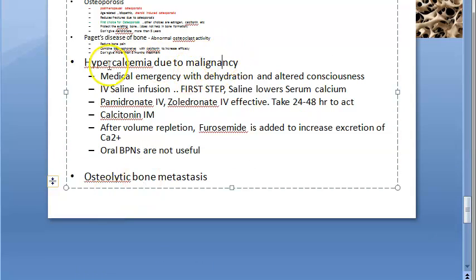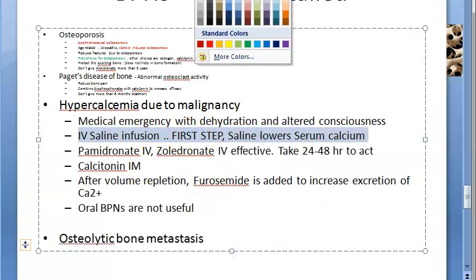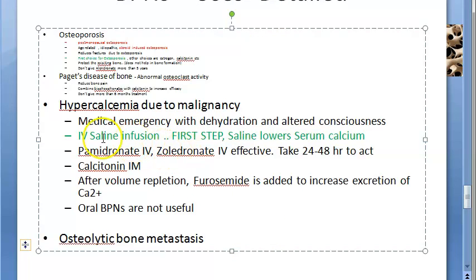Due to some tumors, the calcium levels can increase. So this could be a medical emergency, if it is with dehydration and altered consciousness. In this case, you can first give IV saline. Saline itself will reduce serum calcium. Remember, IV saline is the first step, and after that you can give IV BPNs like Pamidronate and Zoledronate. These are very effective, but they take 24 hours to act.